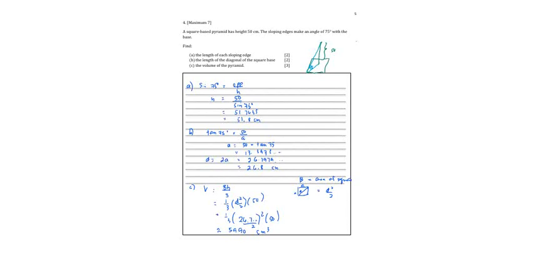A square-based pyramid has a height of 50 centimeters. The sloping edge makes an angle of 75 degrees with the base. So the best thing here is we should try to draw the figure. So this is a square pyramid. I just make it in a slant, a little slant, so we can see the height.